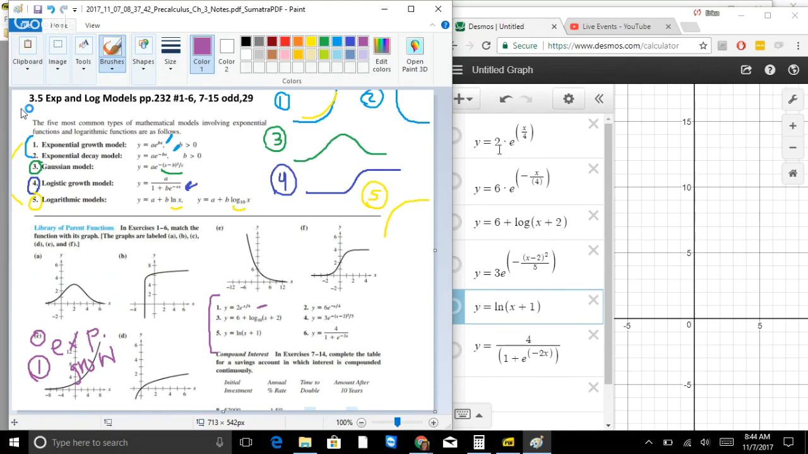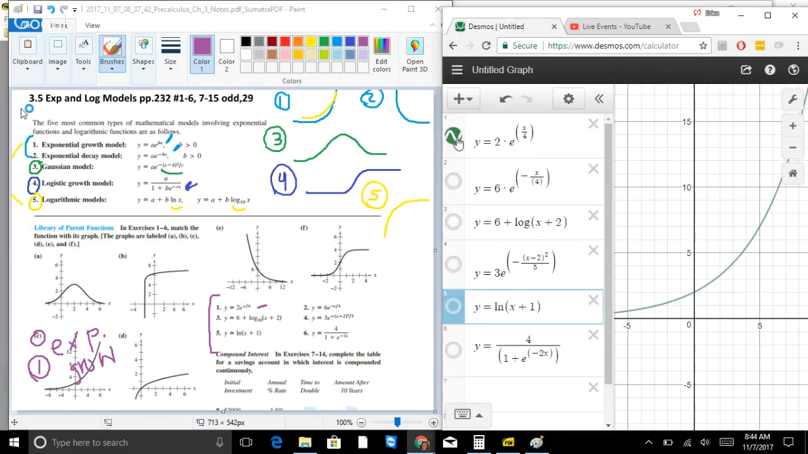If I flip over here to Desmos and turn that on, yep, we have our standard exponential growth going on. We have a little bit of change because we divide by 4 and multiply by 2, and we talked about how that shifts the graph, but this is classic exponential growth. So that matches up. Let's look at number 2.